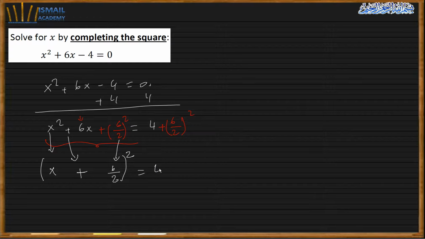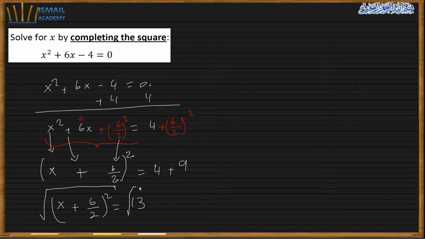Here you simplify, so it's going to be 4 plus 9. If you want to simplify this, you can; we'll keep it till the end. So it's (x plus 6 over 2) squared equals 13. Now I square root both sides, but I need to make sure that I add my plus or minus here. So don't forget that. When you square root both sides, add plus or minus. So I get x plus 6 over 2 equals plus or minus square root of 13. This is 3, so it's going to be x plus 3 equals plus or minus square root of 13.